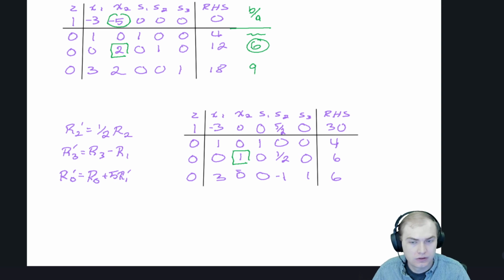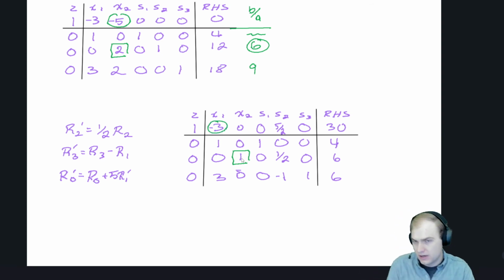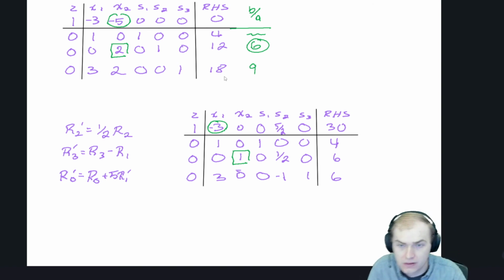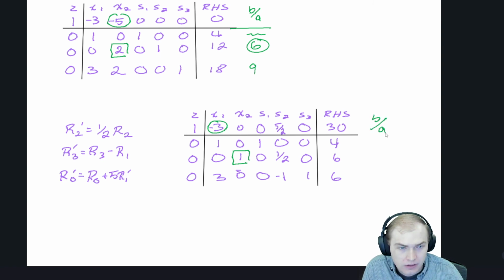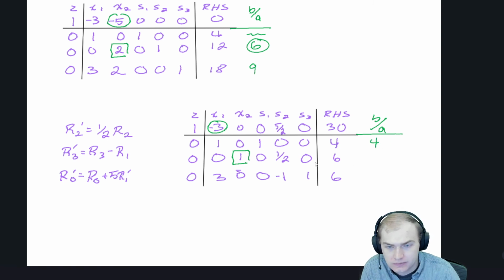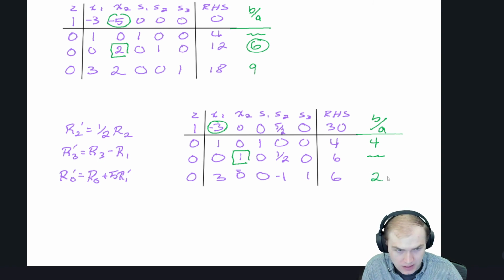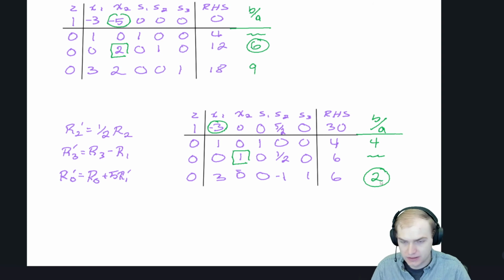So our next pivot, there's only one negative entry in the objective row. So we're going to pivot on x1. Let's get our b over a. It's going to be 4 divided by 1. 6 divided by 0 is undefined. 6 divided by 3 is 2. 2 is our smallest positive number. So we're going to pivot on 3.